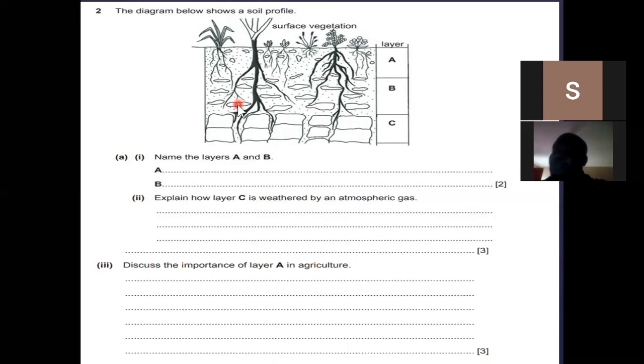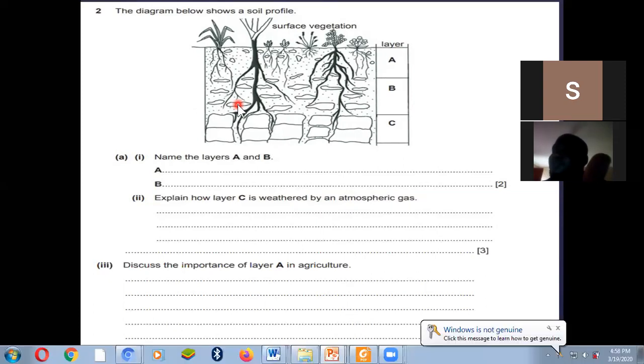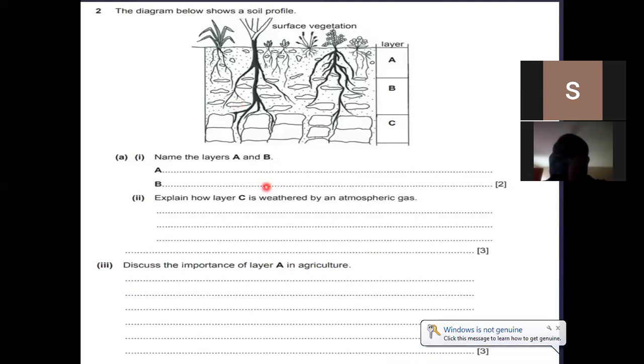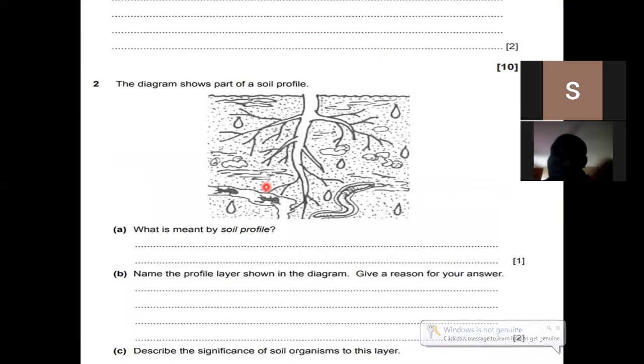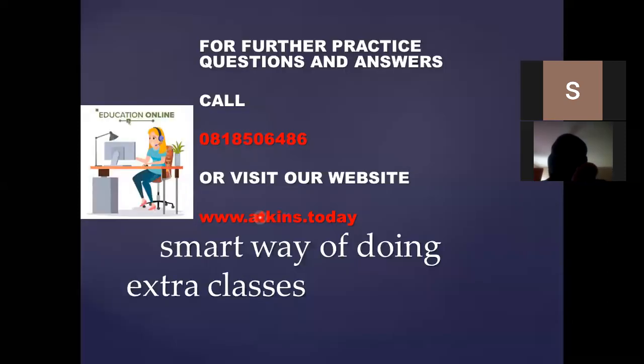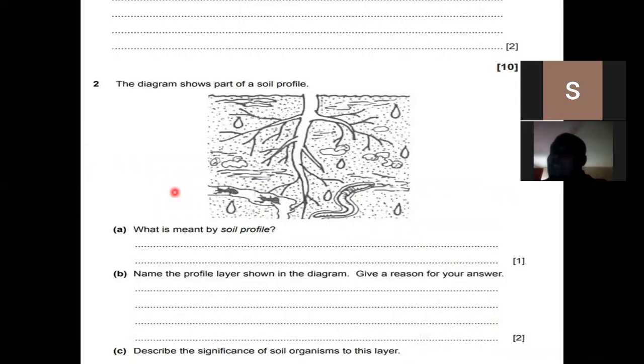Part 3, discuss the importance of layer A in agriculture. You need to know how topsoil benefits agriculture. Another way they can ask, what is meant by soil profile? Here they are asking the definition of soil profile. How do you define soil profile? This is a possible question that can be asked during an examination.